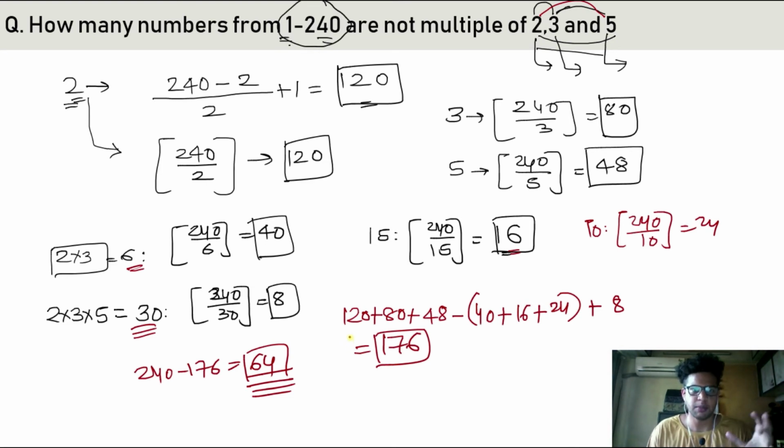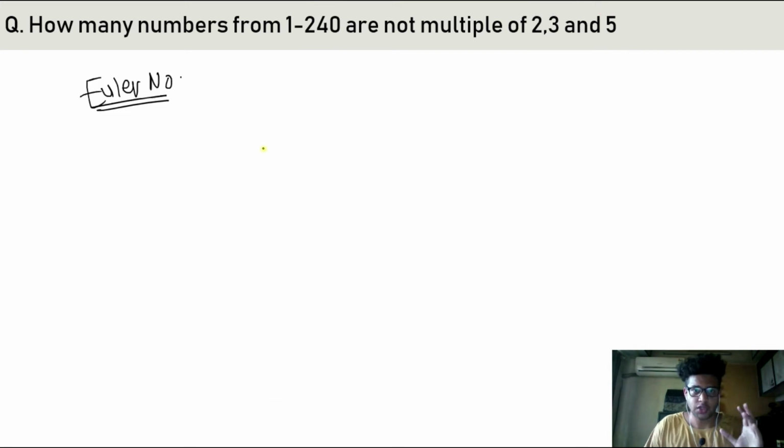This is how generally most of the students attempt or solve this question. But now I am going to share the concept of Euler number. Generally it will take you about 2 to 2.5 minutes if you are good in calculation. But with the help of the Euler number concept, you would be able to solve this question under 1 minute.